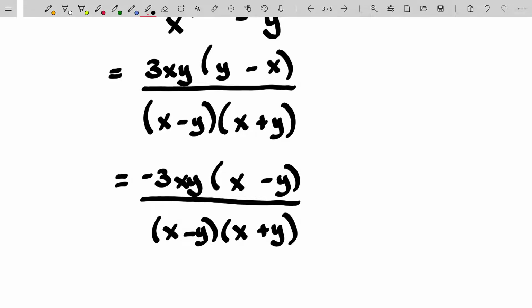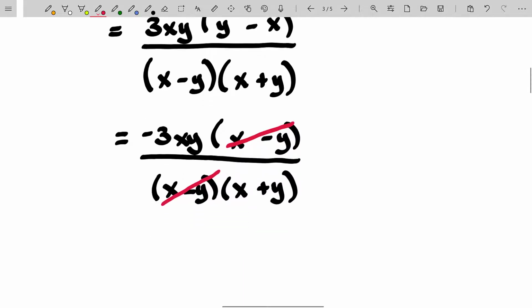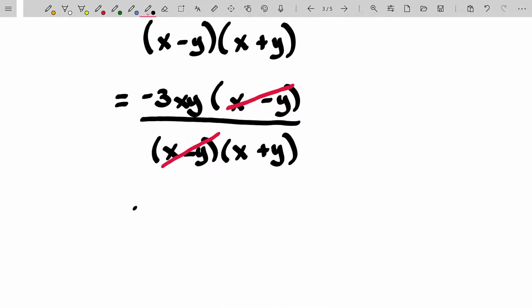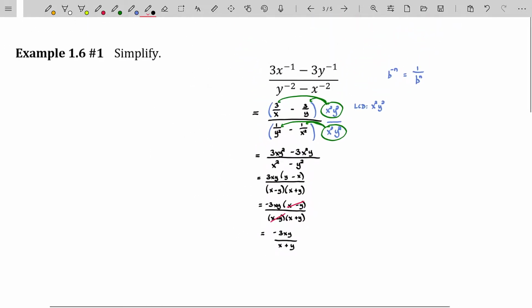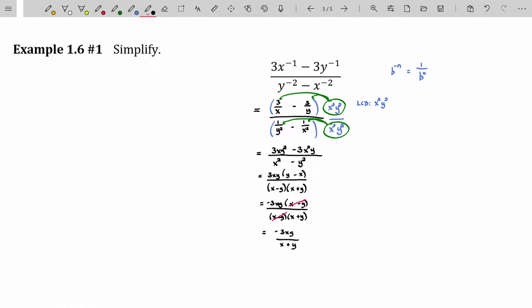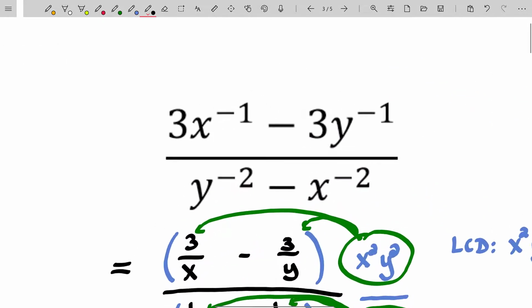You can easily see that the x minus y factors will cancel beautifully. Remember, only factors cancel, not terms. That's just something from your algebra course. Now that we've done that, we are ready to write our answer as -3xy divided by x plus y. And that is completely done. That is a simplified version of the original statement, and in fact, a much better version of this original expression.